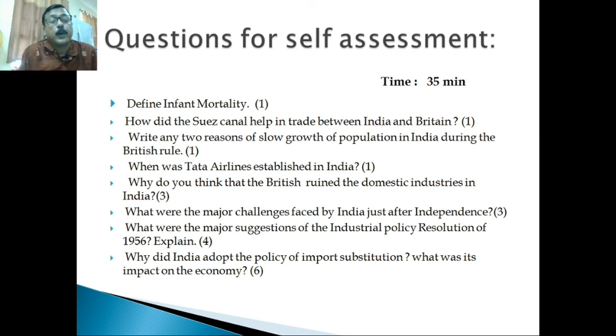So here are some questions for you. You can go through the textbook and the points that I have compiled and try to write the answers to these questions. You are given a time of 35 minutes. You should use a stopwatch and within 35 minutes you should try to complete this test.